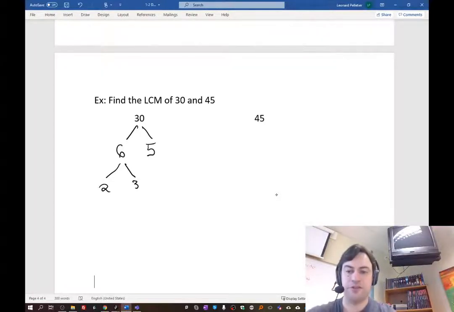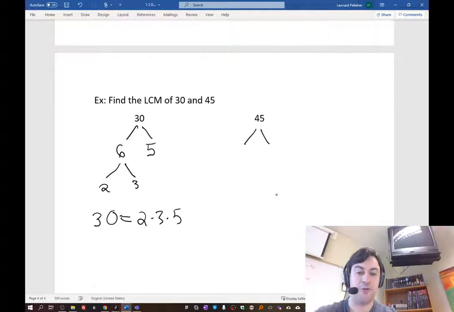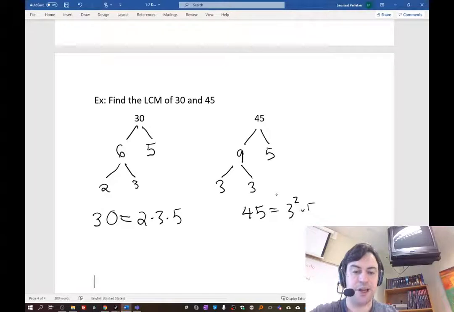So now we've done our factor tree for 30, so that means we can write 30 like so: 2 times 3 times 5. Alright, how about 45? Let's break that into its factors. 45 is 9 times 5. 5 again is prime, so 9 is 3 times 3. So that's going to be the factor tree for 45. So I'm going to put that in its factored form. 45 is 3 squared times 5. Okay, so we've done step 1. We've made the factor trees.